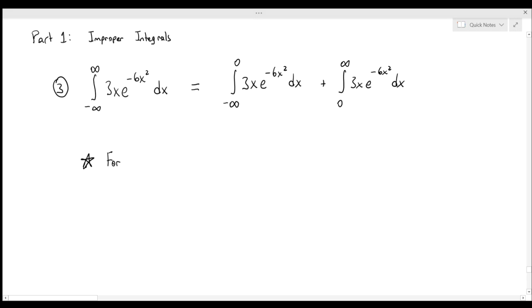All right, now, when you have an improper integral from minus infinity to infinity, for such an integral to converge, you need both the improper integral from minus infinity to 0 and the improper integral from 0 to infinity to converge.